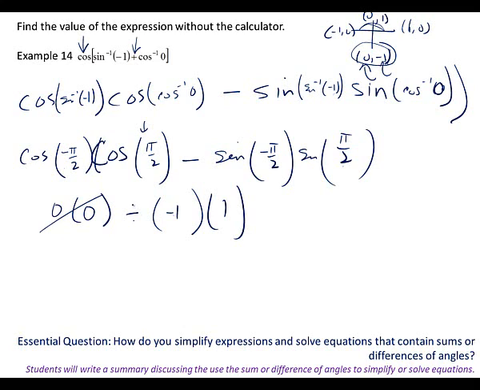So the zeros are going to go away. Negative times a negative is going to be what? Positive. So what's my final answer? 1. That's a lot of work to get a 1. I guess it's better than getting 0. At least you feel like you got something instead of nothing, right? And you've done the problem.